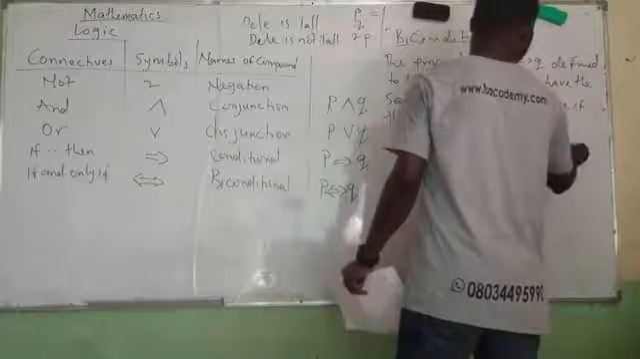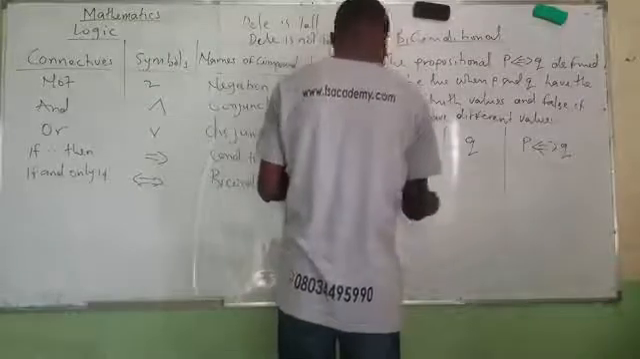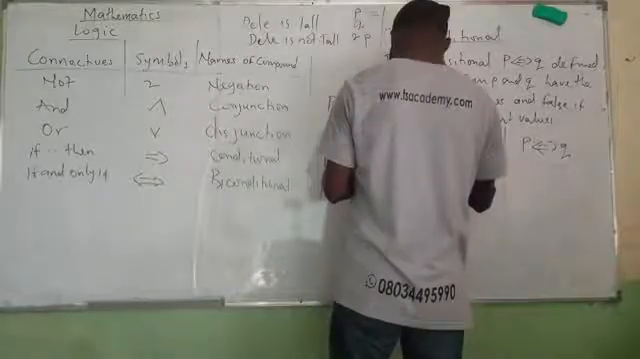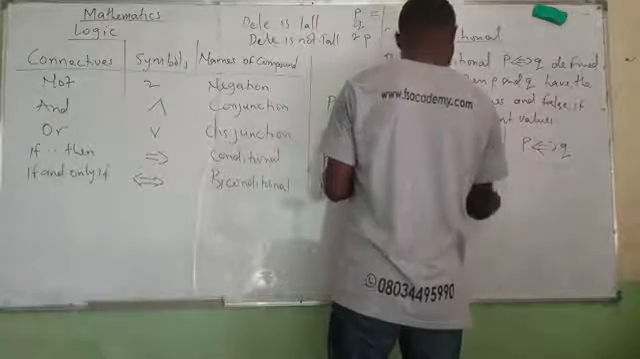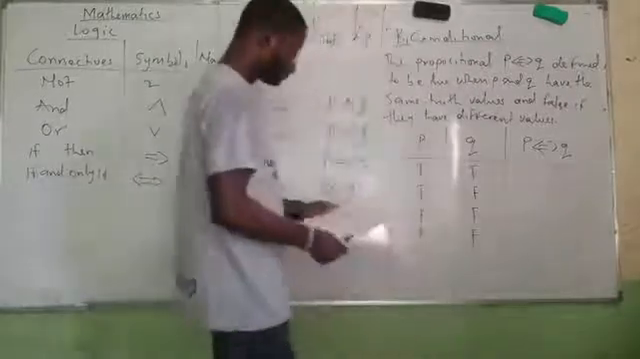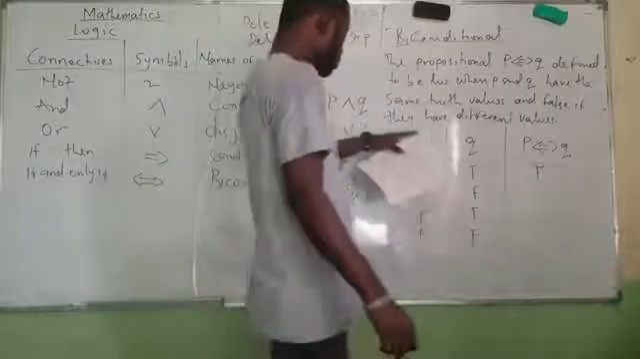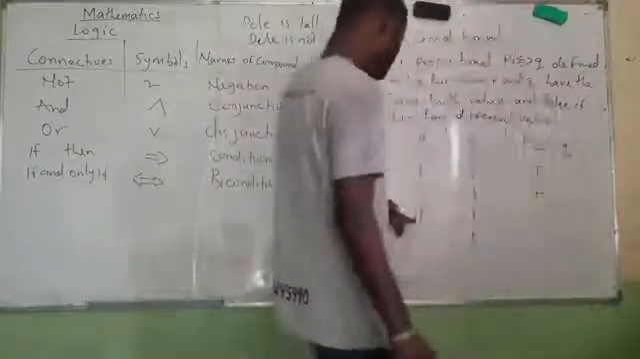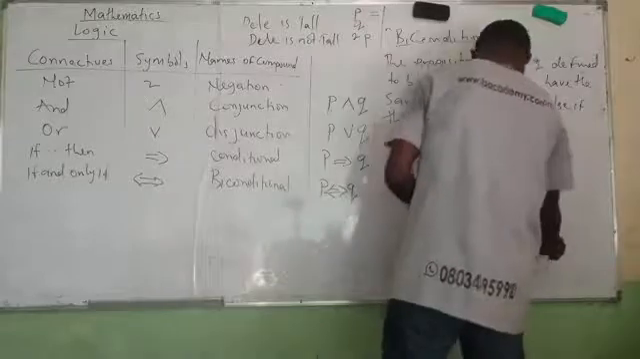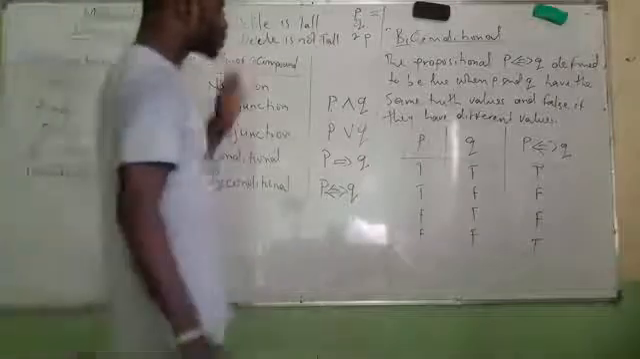Now, I have P, I have true. P if and only if Q. Now, this is true, false. Now, I have true, false, true, false. Look at this. True, true will surely be true. True, false will surely be false. False, true will surely be false. Now, false, false will surely be true. That's what is called biconditional.